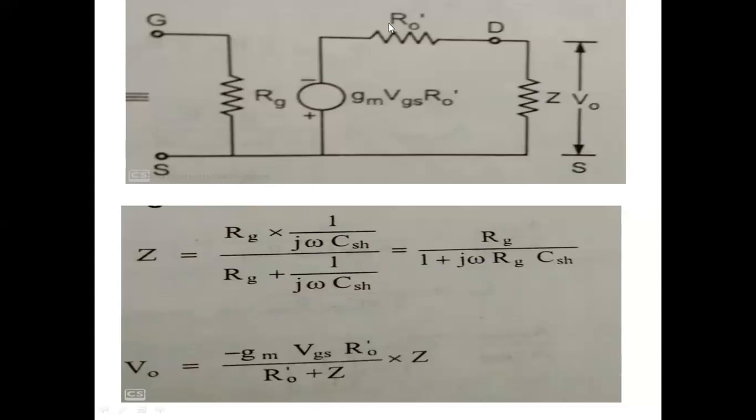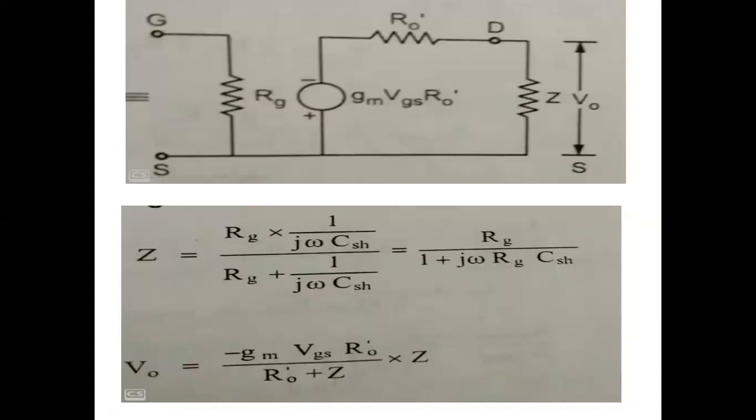And from this circuit, we can find the output voltage, because here we can apply the voltage divider rule. This is the initial voltage. Let this be R1, and this one is R2. So what is middle voltage? V2. V2 is V1 into R2 by R1 plus R2. So that is V0 is equal to minus GM VGS R0 dash into Z by total resistance, that is R0 dash plus Z. Okay.